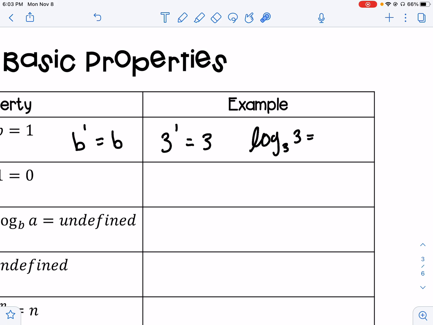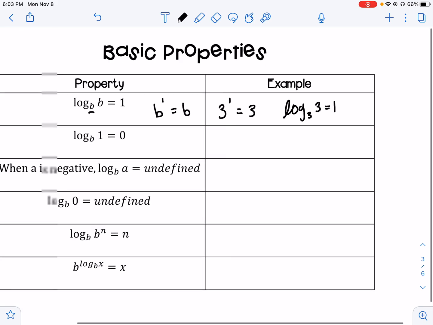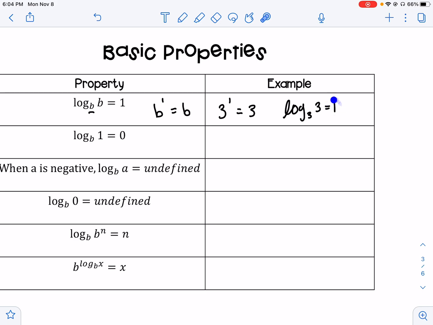And once again, a logarithm is really asking us what exponent turned our base into our argument. So we're going to say 3 to the what equals 3. Well, that's just 1. So now every time we see this where the base and the argument are the same, we automatically know it's going to be set equal to 1.